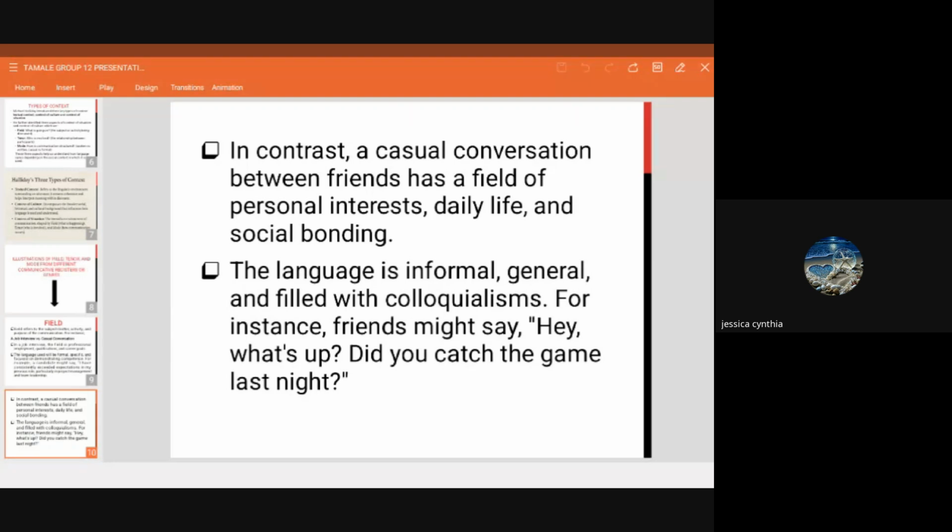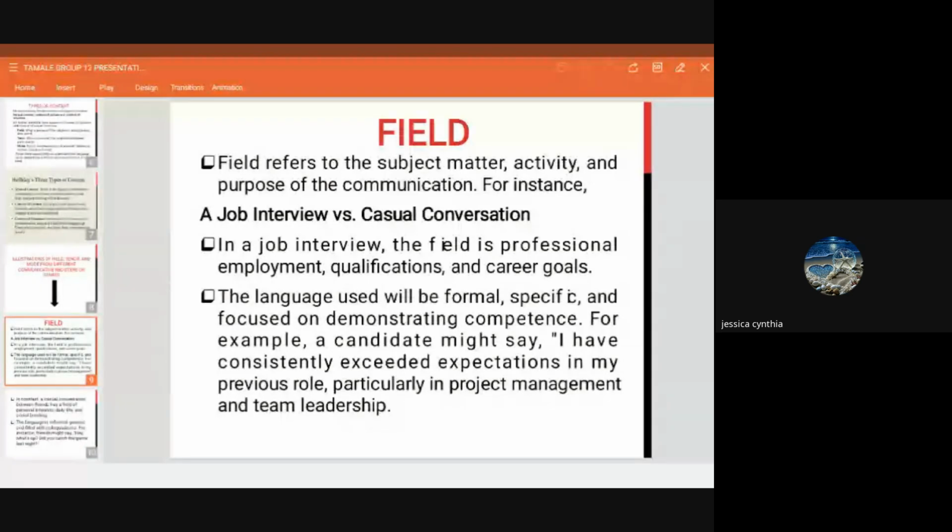And so, that is the field, differentiating between different types of field in terms of a job interview and in terms of a casual conversation. I didn't give an example for the job interview. In a job interview, for example, a candidate might say, "I have consistently exceeded expectations in my previous role, particularly in project management and team leadership."